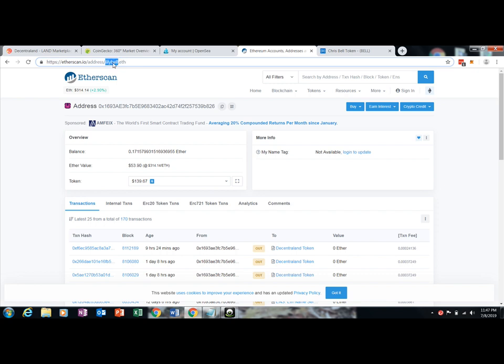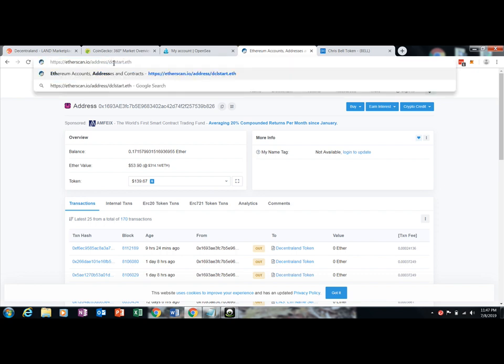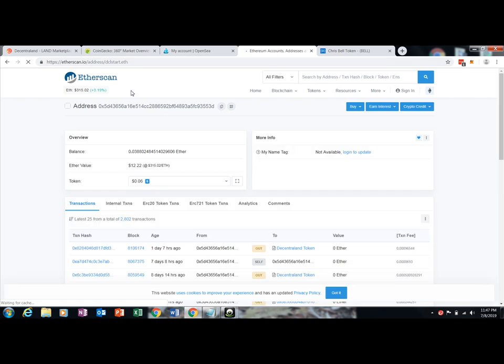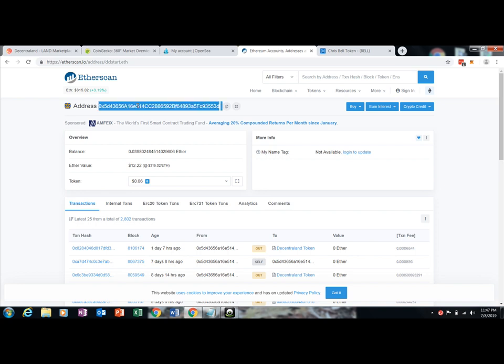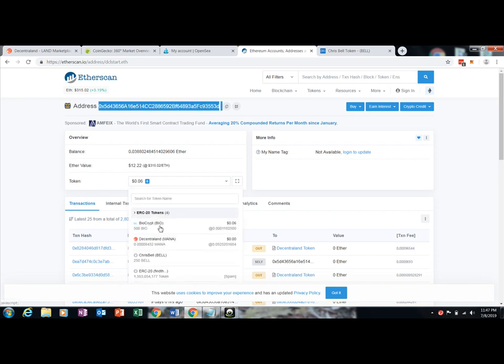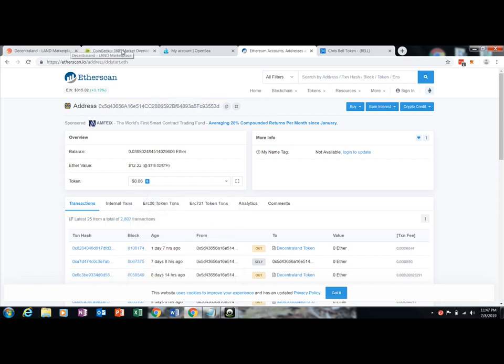I have Chris Bell and I have DCL Start. DCL Start is just for Decentraland. It's in the command line interface, how you set up your 3D land. So you DCL Start, and that forwards to this address. And I had some other land in here before, but not anymore. So that's the difference between ERC-20 and ERC-721 tokens.